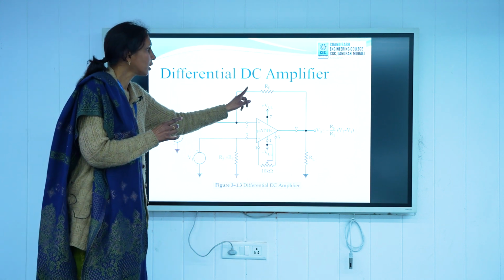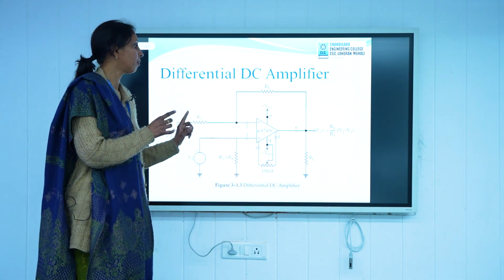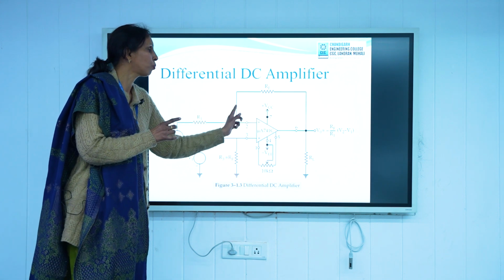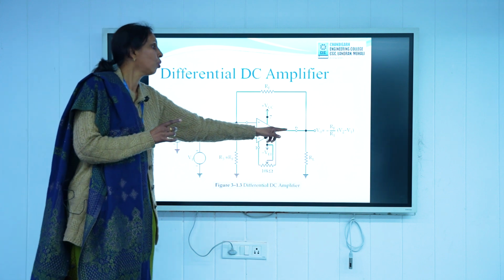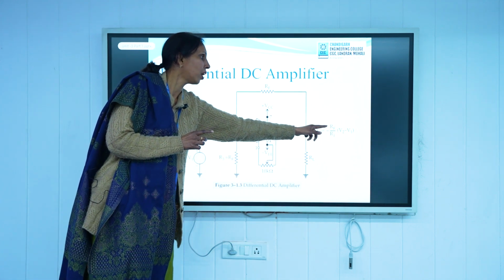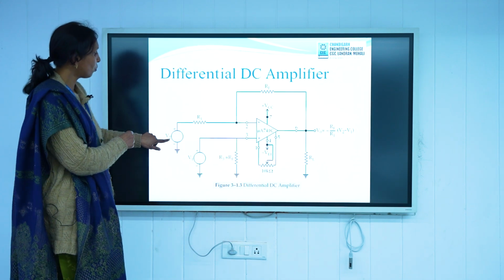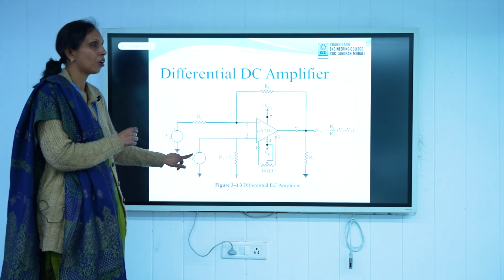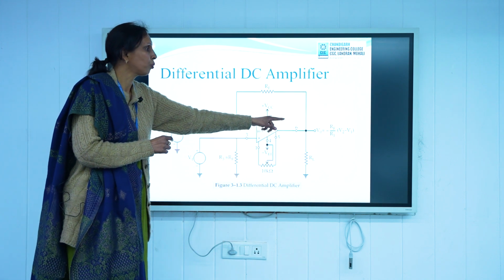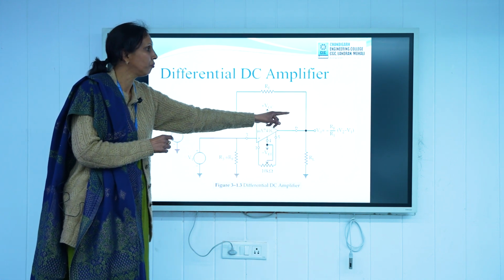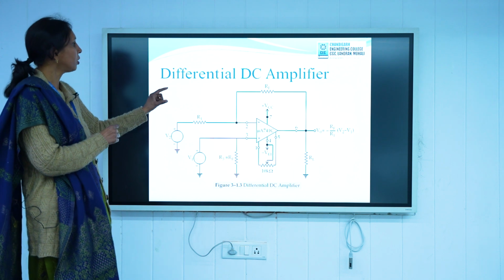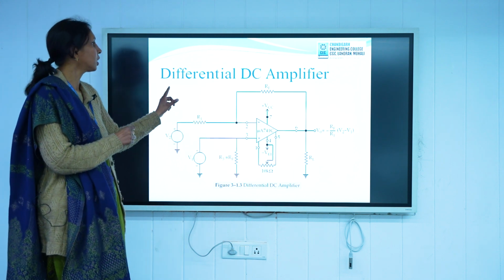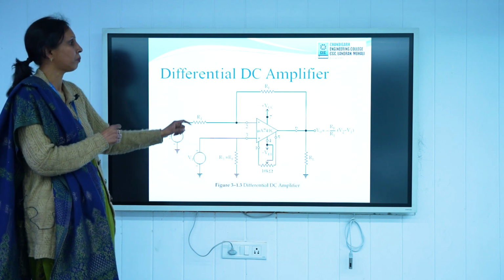Again, it can be used in closed loop configuration, which means we provide a feedback from output to input. Accordingly, the output will be minus Rf by R1 times V2 minus V1. V2 is the input which we provide to the inverting terminal and V1 is the input which we provide to the non-inverting terminal. So we get the output as V0 equals minus Rf by R1 times V2 minus V1. V2 minus V1 means the difference between the two input voltages. So this is the third configuration, the differential DC amplifier.